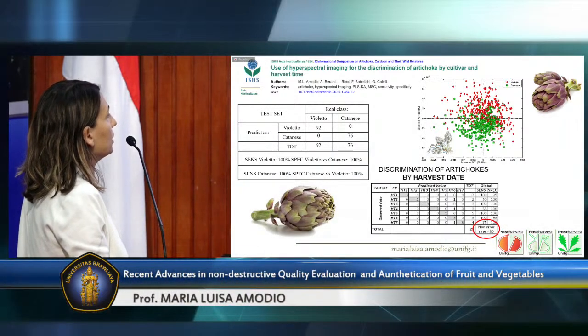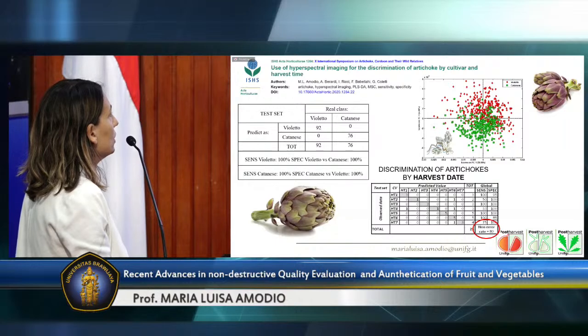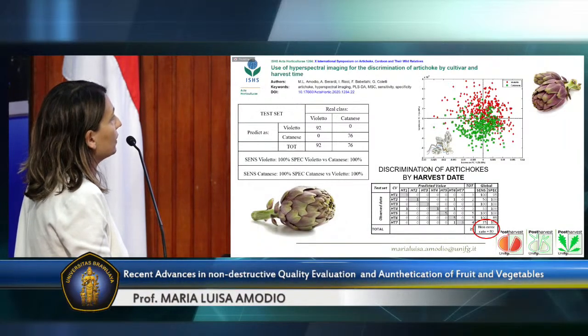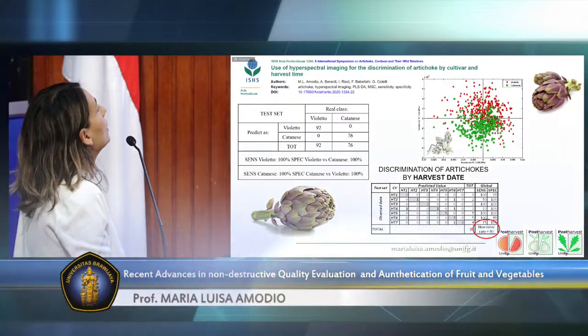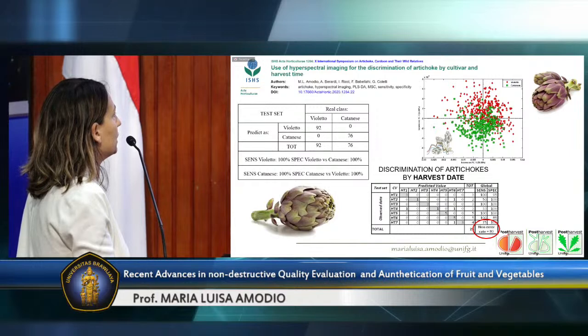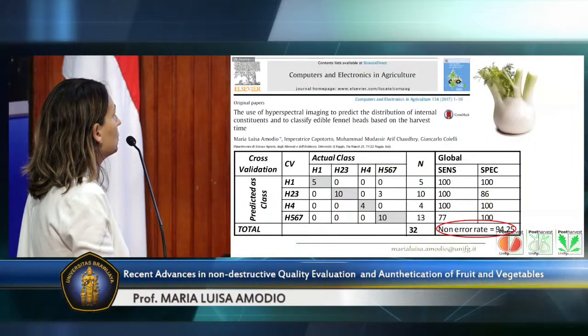We also discriminated with a very good performance the harvest time for artichokes. We had 7 harvest times and we discriminated very well.